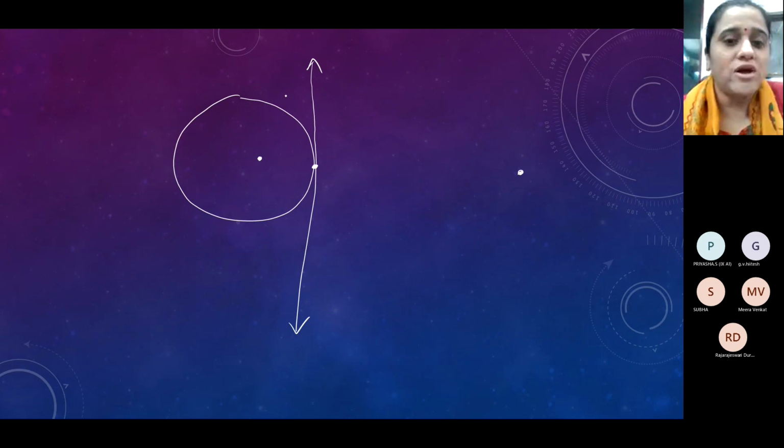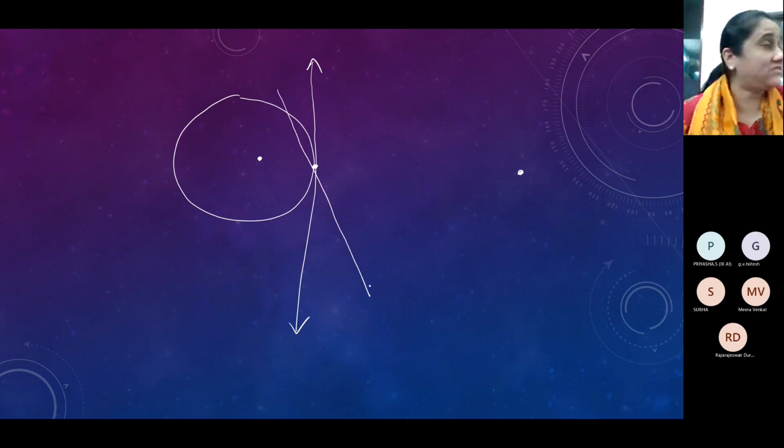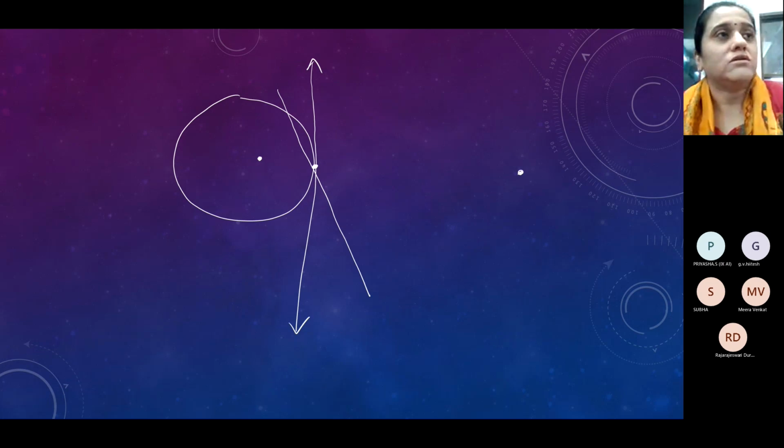If you try to draw another one, it will become a secant. It may pass through that point, but it will be a secant. It will not be a tangent. So when you take a point on the circle, there's one and only one tangent that can be drawn passing through a point lying on the circle.